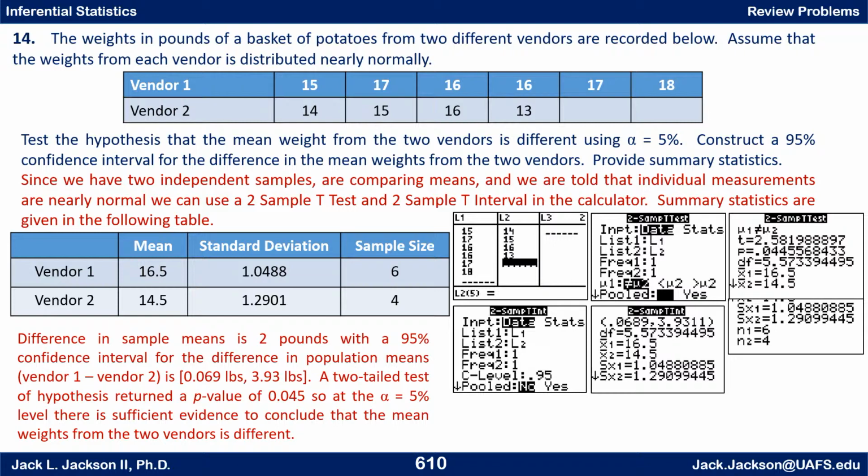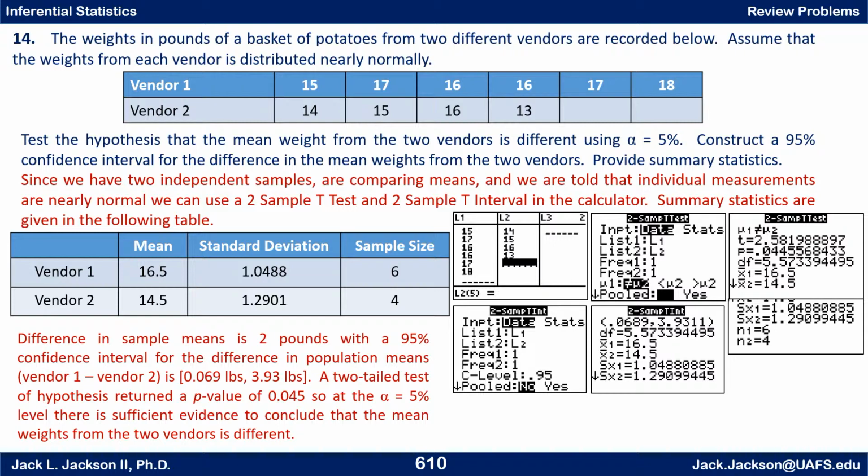Summarizing that in this table here, we see that vendor 1 had a mean of 60.5 pounds, a standard deviation of 1.0488, and a sample size of 6. Vendor 2 had a mean of 14.5 pounds, a standard deviation of 1.2901, and a sample size of 4.